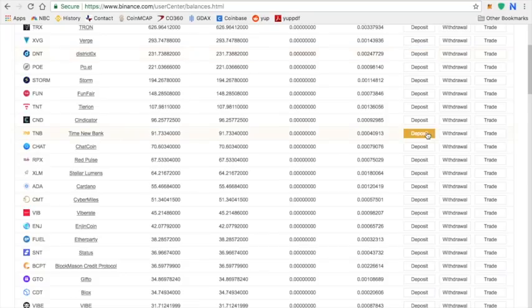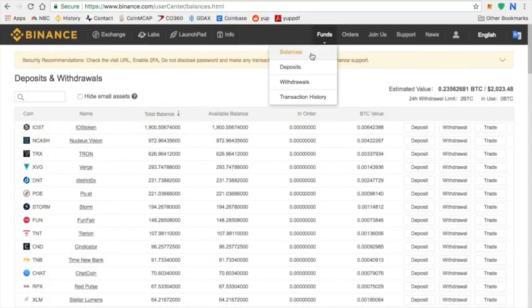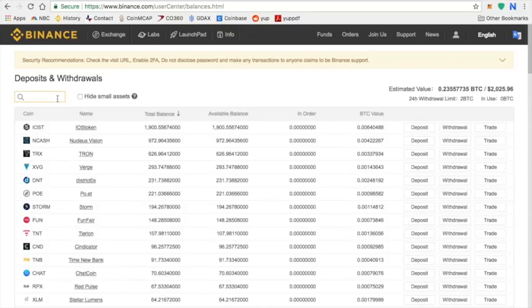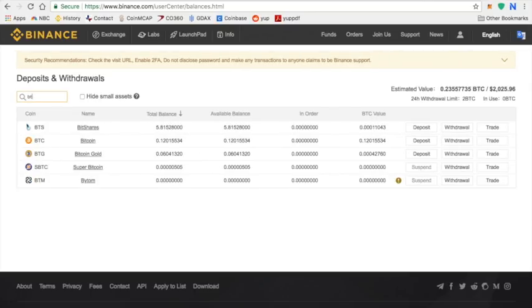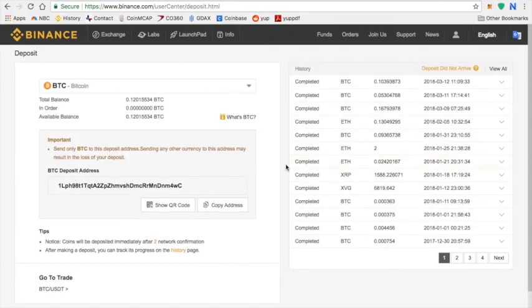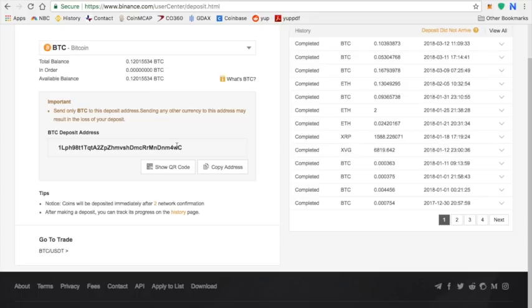So you click on funds, you go to balances, you go to this search bar, and you hit BTC. It shows you your Bitcoin. I want to deposit money into my Binance, so I'm going to hit deposit. It's going to give you this address. This is your Bitcoin address for Binance.